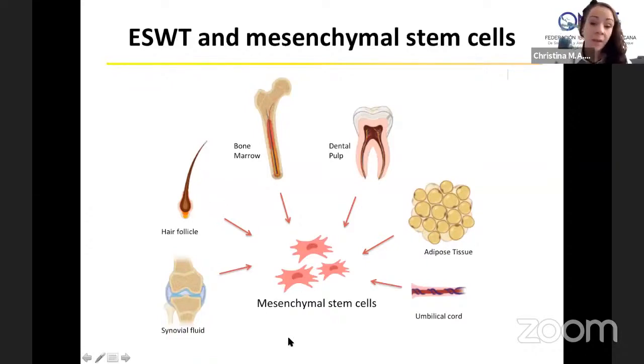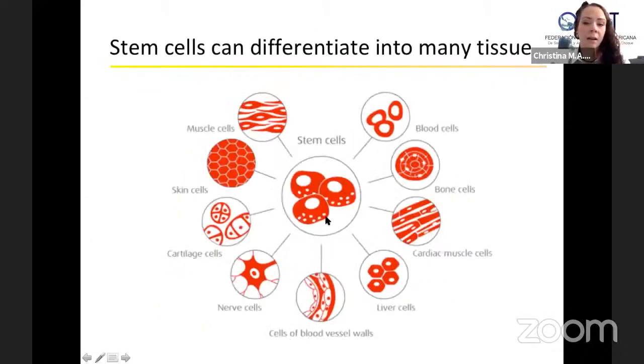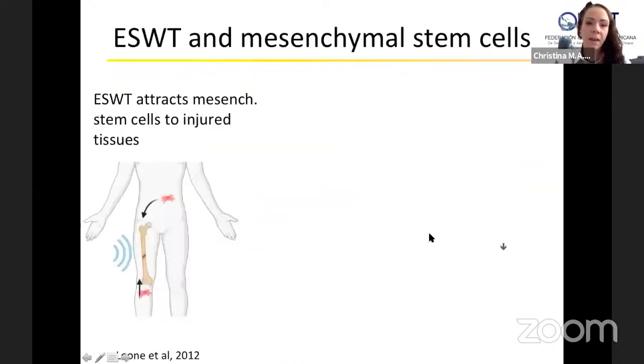What are their functions? On the one hand, we have differentiation into tissues. And on the other hand, we have the secretion of cytokines, growth factors, etc. So with age, we see that the quality and the number of the stem cells decreases. And with that, extracorporeal shockwave treatment has been interesting in showing effects. What are the effects of extracorporeal shockwave treatment on mesenchymal stem cells?